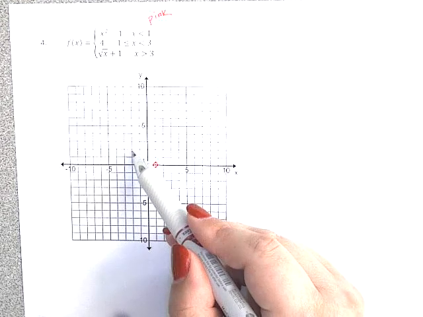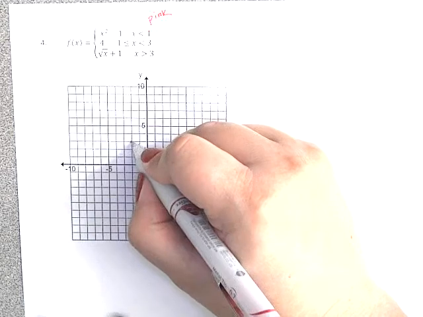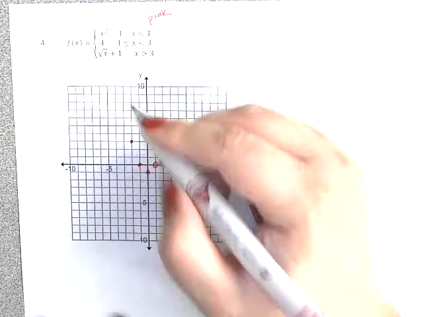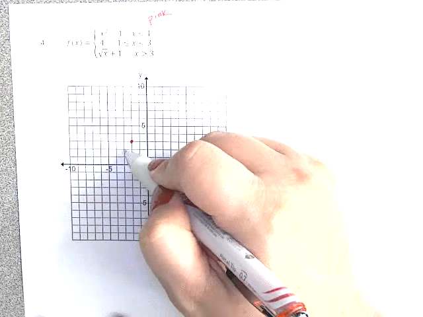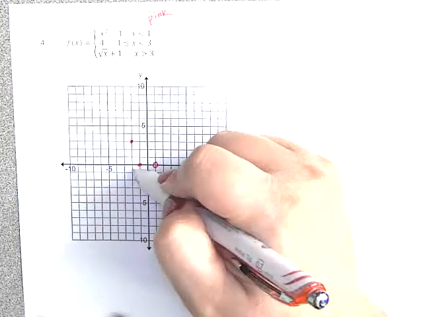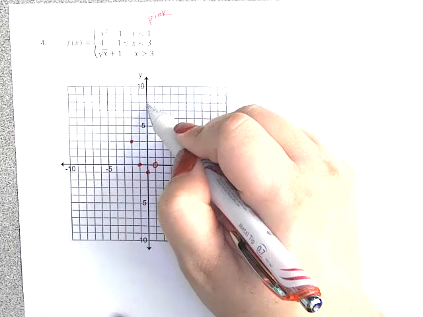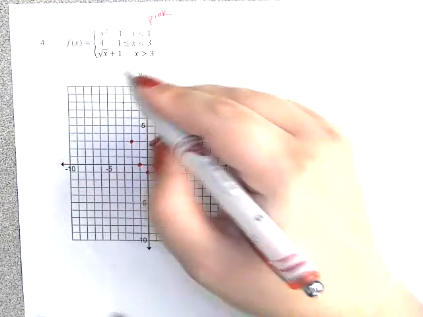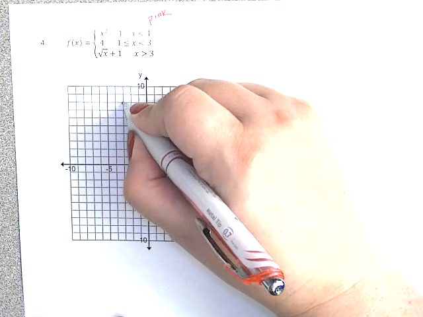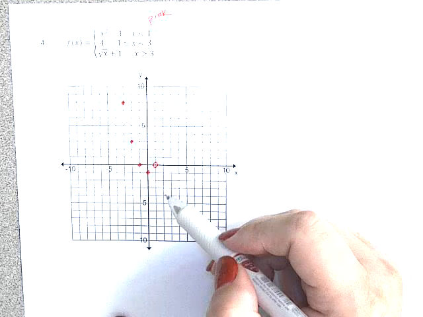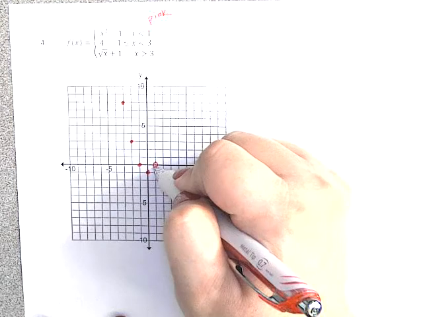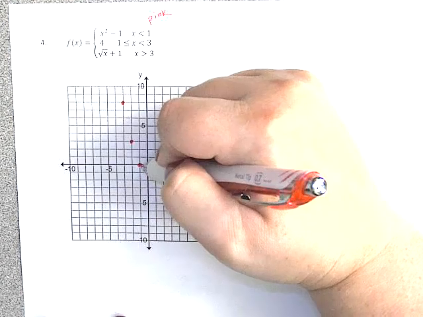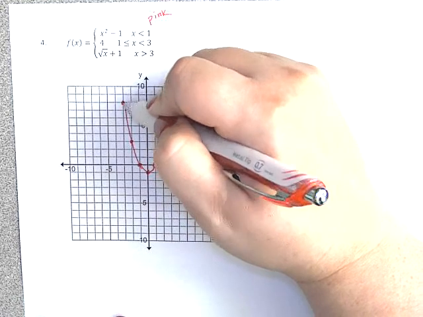1, 2, 3, 4. And then I can go over 3 and go up 9. So 5, 6, 7, 8. Here we go. And that is my parabola there. And I can connect the dots.